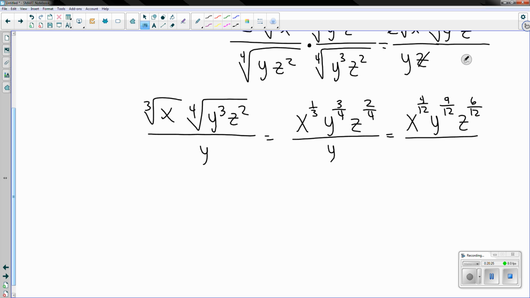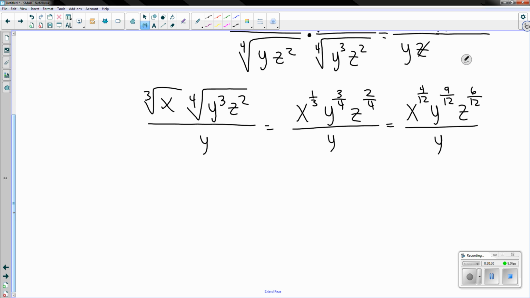Again, this may be an unnecessary step, but it's kind of a good implementation of all the various rules and possibilities that we are allowed to do mathematically. So we're going to get the 12th root of x to the 4th, y to the 9th, z to the 6th, all over y. So we were able to combine everything up top into one single radical and leave the denominator radical free after the rationalization process.